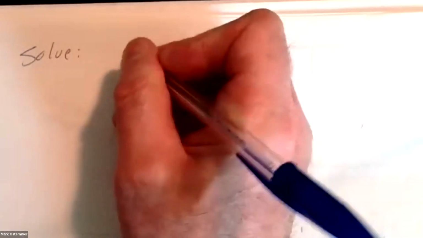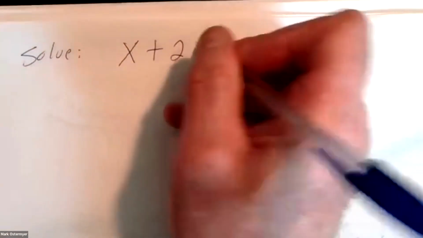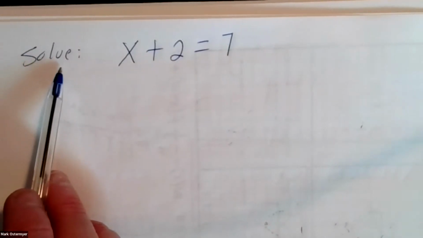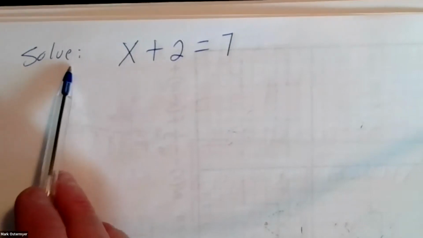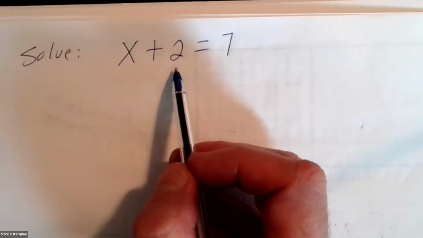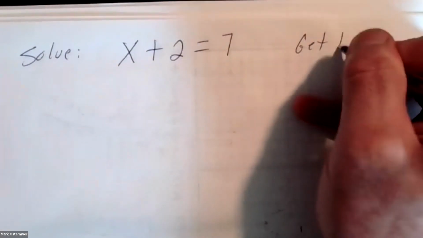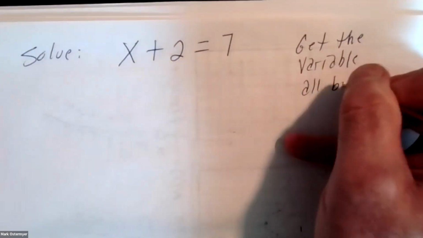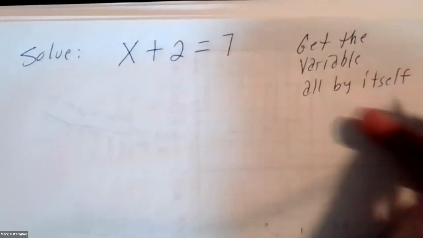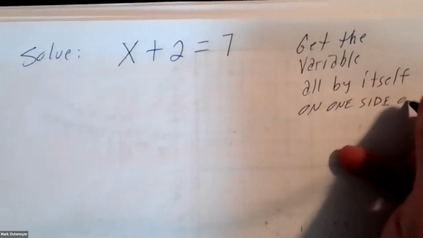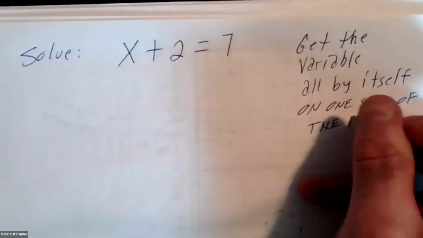Let's just dive right in. Let's give ourselves an equation to work with here. All right, here we go, ladies and gentlemen. We want to solve this equation. Notice the instructions say not simplify, not evaluate. It says solve. I want to solve this equation for X. So in order to solve an equation, we need to get the variable all by itself on one side of the equation. That's our goal.